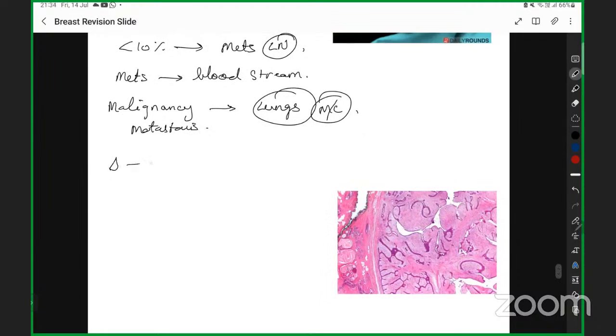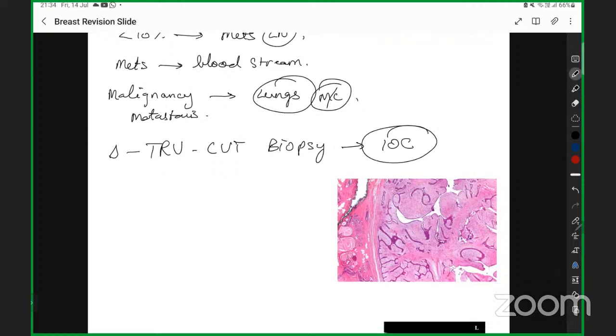Then what are you going to do? The investigation of choice is the true cut biopsy. So you are going to go for a true cut biopsy. For a short note or essay, whatever points I tell you here, just note them down clearly. You are going to do the true cut biopsy immediately in the phylloid tumor.